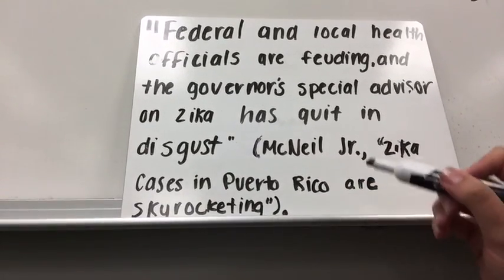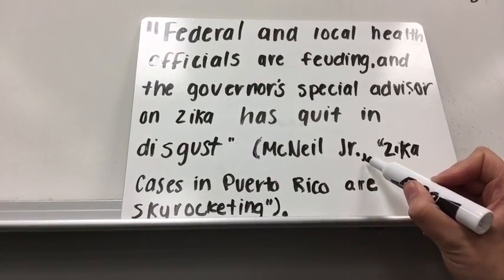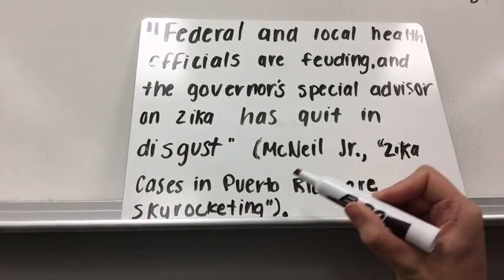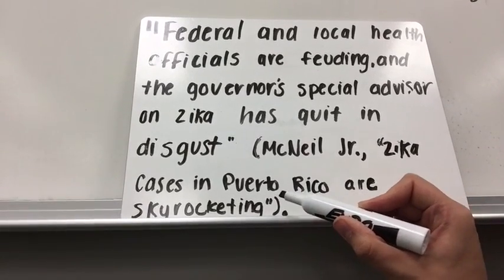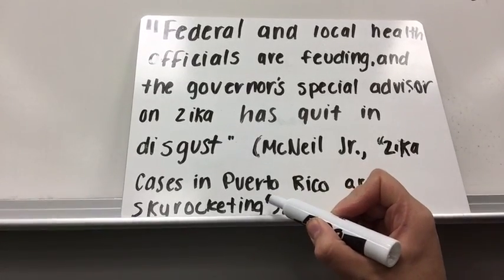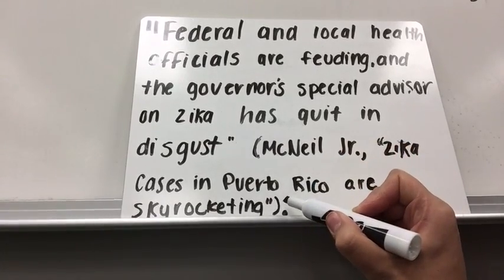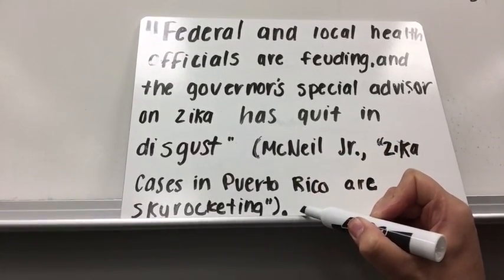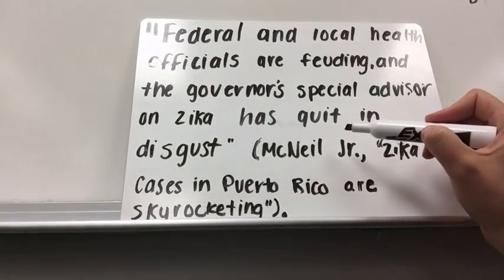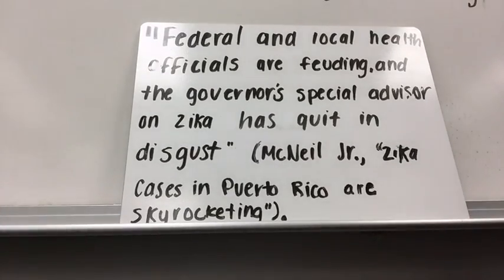In this case, the author's last name is McNeil Jr., period, comma, space, quotation, Zika cases in Puerto Rico are skyrocketing, end quotation, because that's the title of the article, end parentheses, because that's the end of the information you're giving, and then close the sentence, because you're done. So you've got your quote, you have your author's last name, and you have the title of the article. Then you may close your sentence.